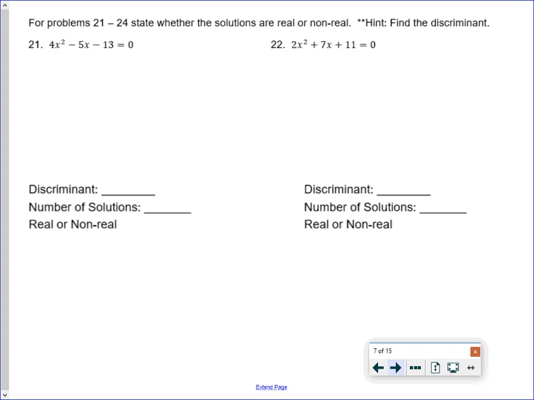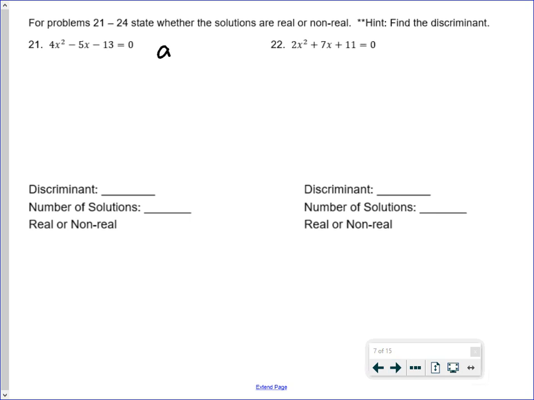All right, number 21, we're asked to state whether the solutions are real or non-real. Remember, if we just want to know the properties of the solutions, all you need to know is the discriminant. If you want to know how many solutions there are and whether they're real or non-real, all you need is the discriminant.